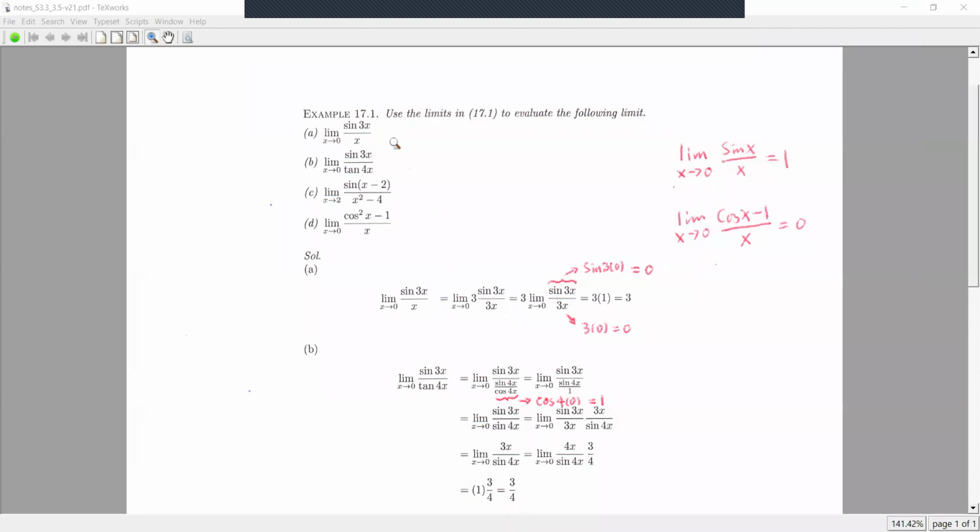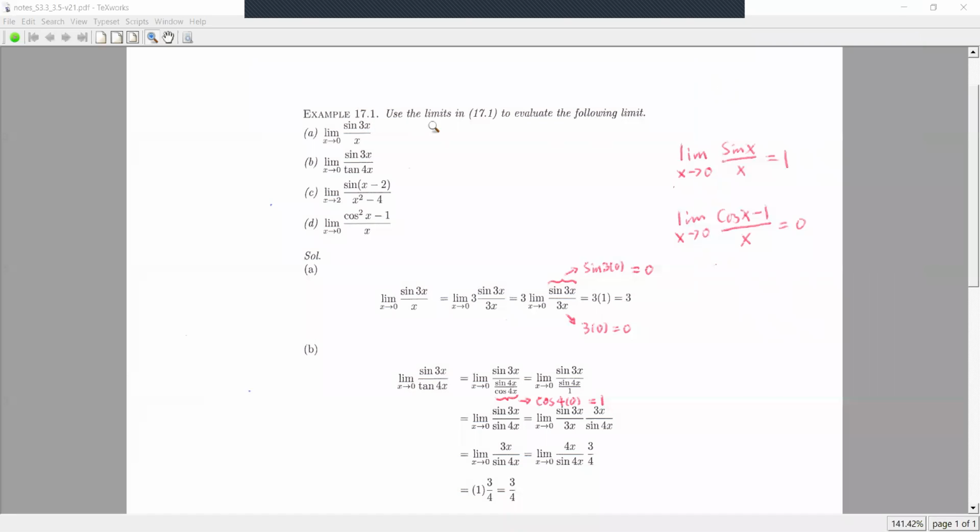Here are some examples about how to use the two well-known limits to evaluate some other limits. Recall that the first limit essentially says that as x approaches 0, sine of x and x approach 0 at the same speed. The second limit essentially says that as x approaches 0, cosine of x minus 1 approaches 0 faster than x approaches 0.